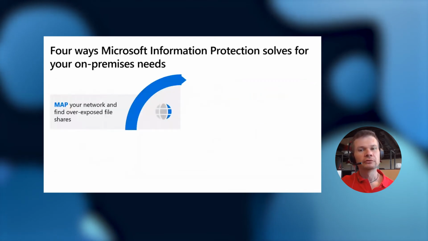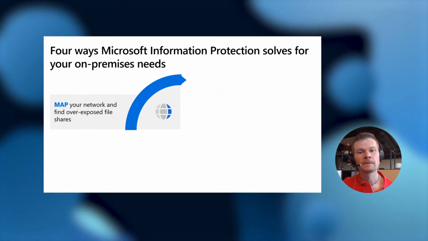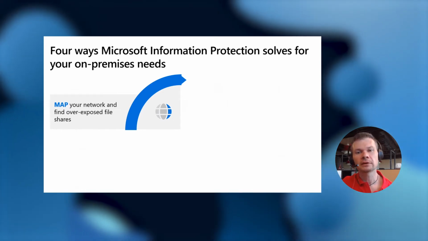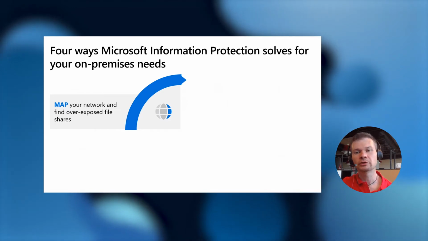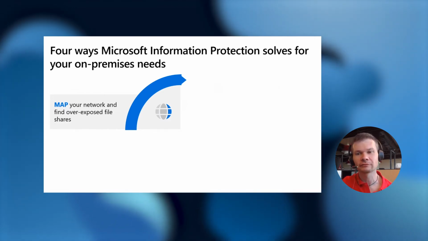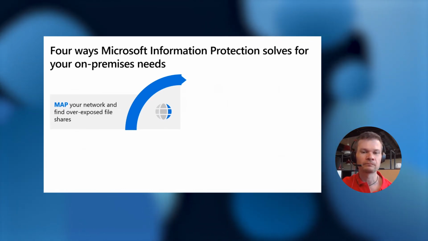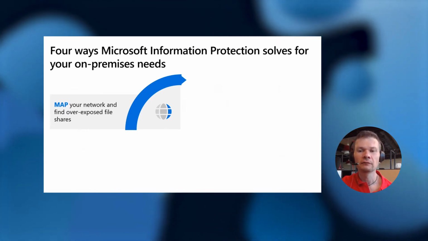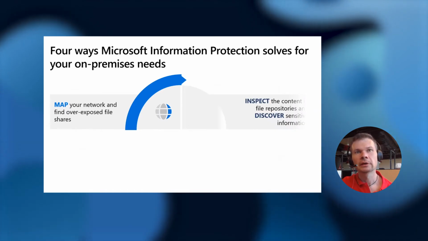Information protection methodology for data stored on premises includes 4 steps. The first one is mapping of your network and finding your overexposed file shares. You will define the target repositories that might contain sensitive information. With a new network discovery feature that we just released this month, you can now map your file shares by scanning IP ranges and feeding the results of these scans into deep file content inspection.